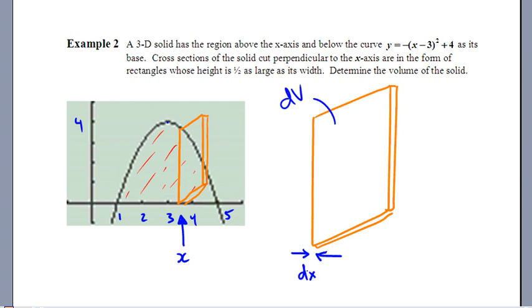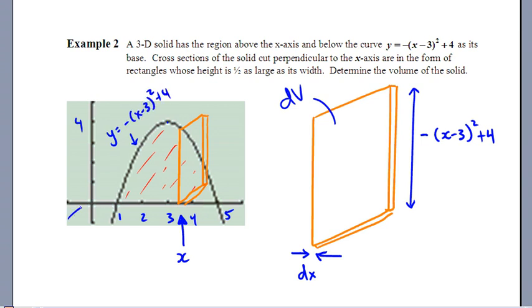But now the other dimensions. I can see that it extends from the x-axis, which is y equals 0, all the way up to that parabola. So how big it is this way is exactly the height of the parabola. That would be negative (x minus 3) squared plus 4. That's that dimension, because that's the y value for this line right here.